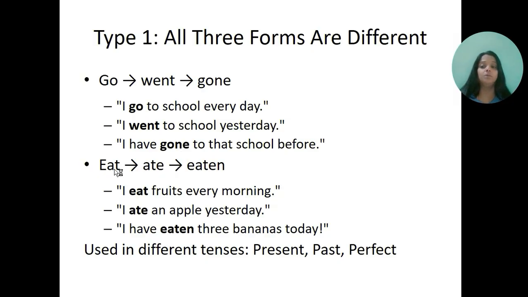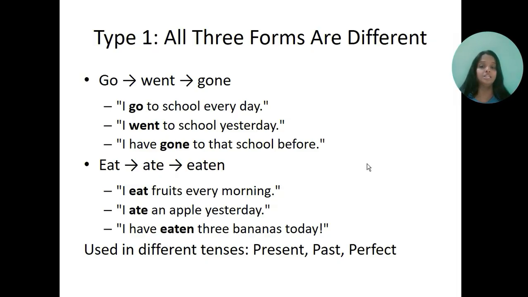The same applicable for eat, ate, eaten. I eat fruits every morning, which is the present tense. I ate an apple yesterday, past tense. I have eaten 3 bananas today. I have eaten. It's a past participle. See, we have used in different tenses like present, past, and past participle.